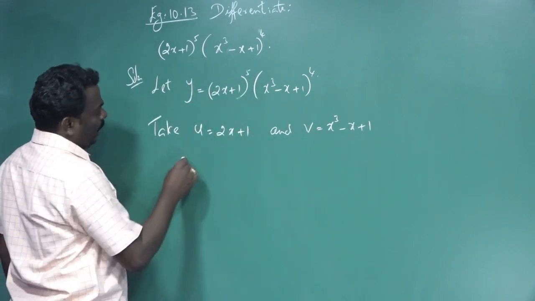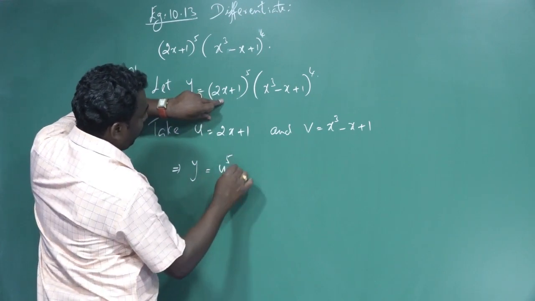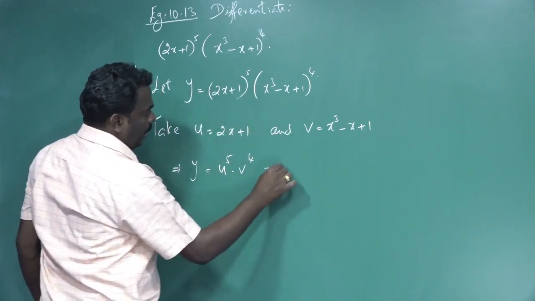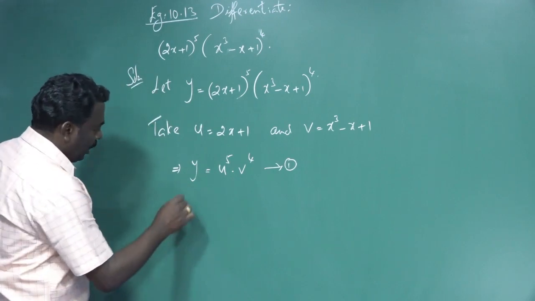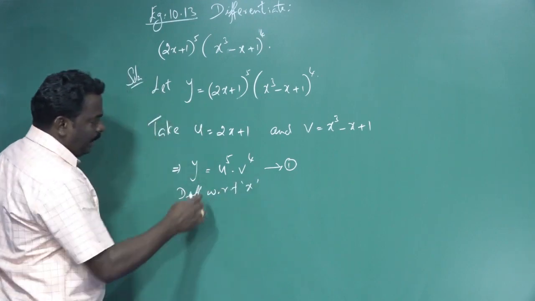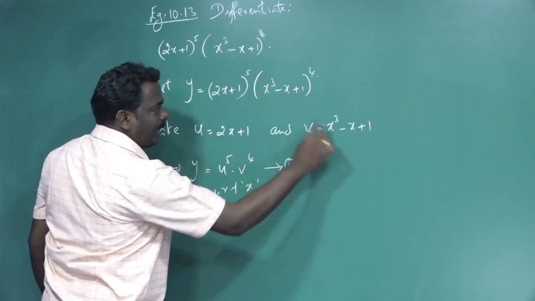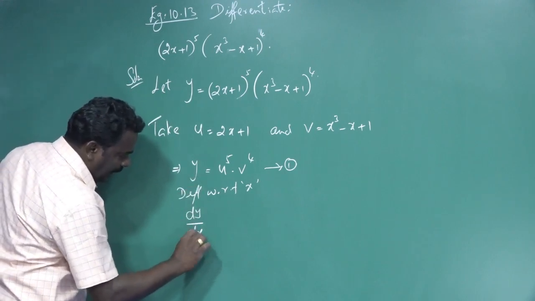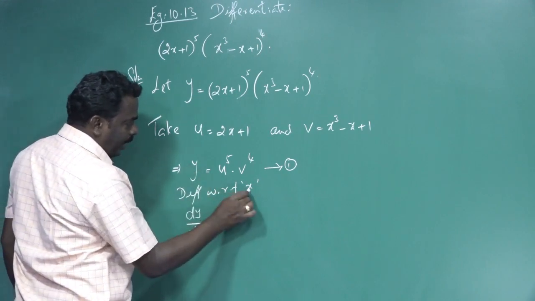That implies y = u^5 v^4, since this term is defined by u, therefore u to the power 5, and this term is defined by v, therefore v to the power 4. That is called the first equation. Now differentiate this equation with respect to x. But y is a function of u and v, and u and v are functions of x. So we differentiate dy by dx.